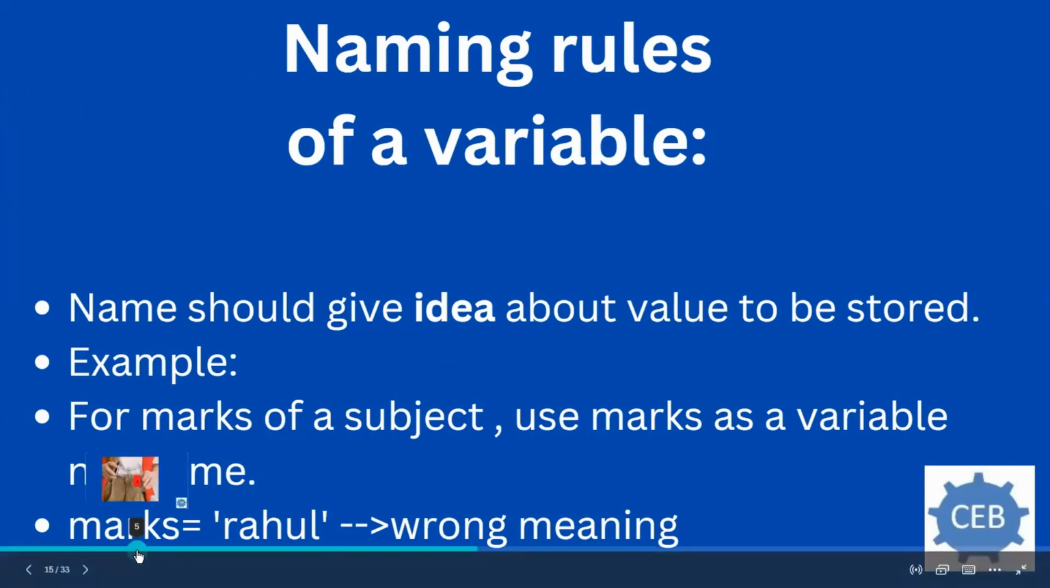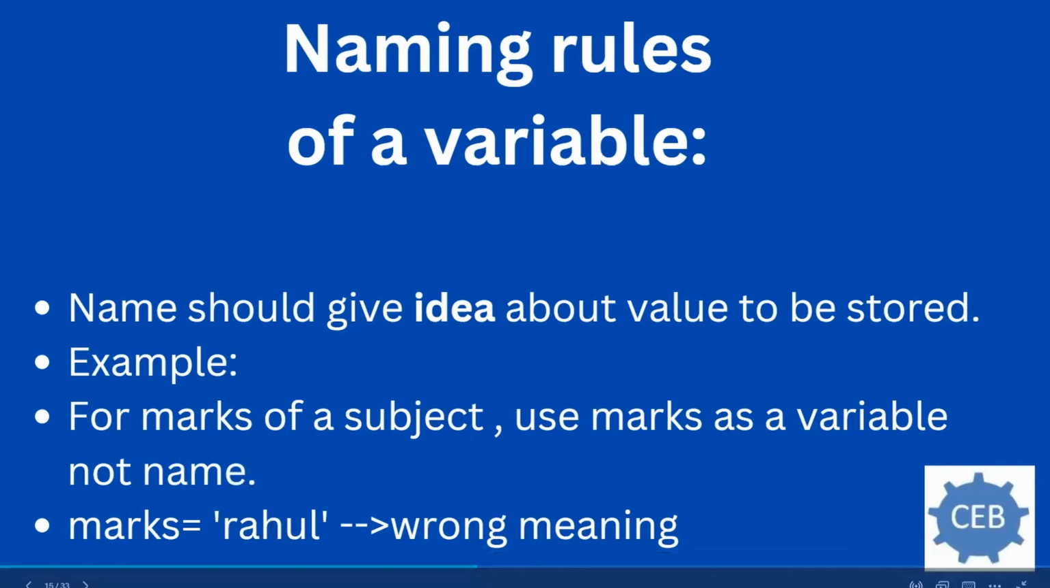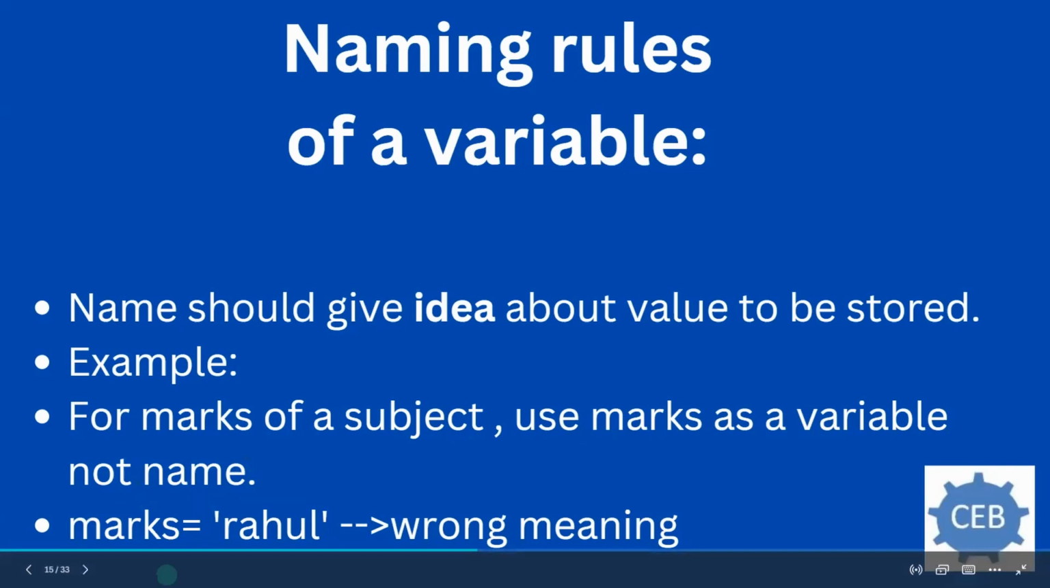Suppose I'm giving the example of creating the variable marks that will contain the marks of a subject. But here I'm assigning the name as Rahul. That means the value Rahul is not matching the variable name. So that is going to give the wrong meaning. The marks should contain numbers as the data of marks.